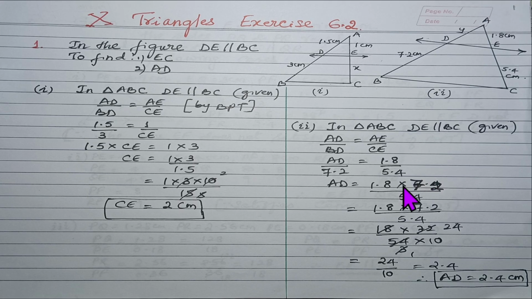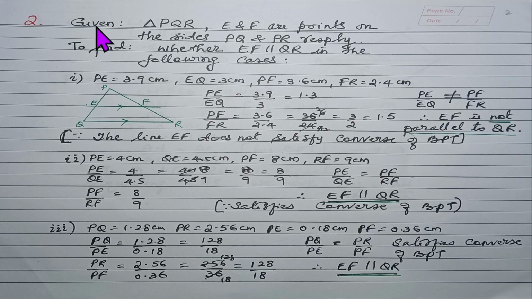I have rewritten it because 7.2 was not properly written, and therefore removing the decimals we get 18 into 72 divided by 54 into 10, and that is 24 by 10, and that is equal to 2.4 centimeters. Therefore we have AD as 2.4 centimeters. So these two examples are based on basic proportionality theorem. So let us go to the next example.